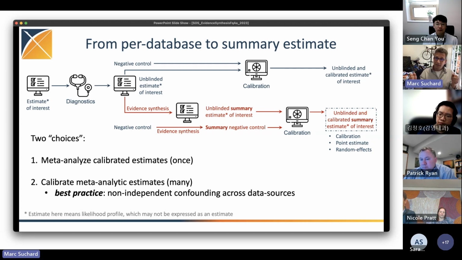Then once we have different meta-analytic estimates for all of our negative controls and our outcome of interest, we do one round of calibration based on those meta-analytic answers. And it turns out that that's probably best practice because it helps account for the non-independence between the sources of confounding across data sources.